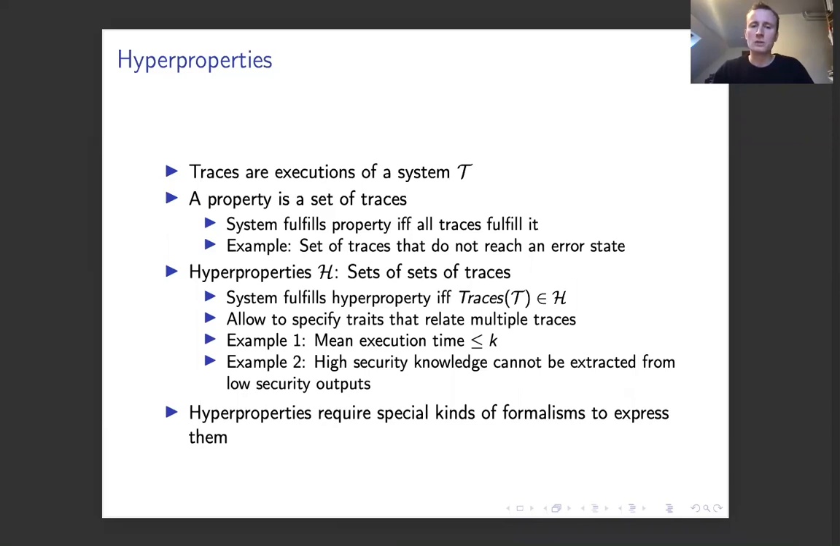Now, a property is basically just something that I can determine by looking individually at each trace. So for example, when I want to know whether or not a given error state is reached, I can look at every trace individually and see whether that state is reached. Now, hyperproperties are a generalization of properties in which we have to look at all the traces simultaneously. For example, when we want to know whether the mean execution time of the system is bounded by some k, we have to look at all traces simultaneously, sum up their execution times, and then average it. And the same is true for other properties like security properties, which we will come to later. They also cannot be inferred by looking at traces individually.